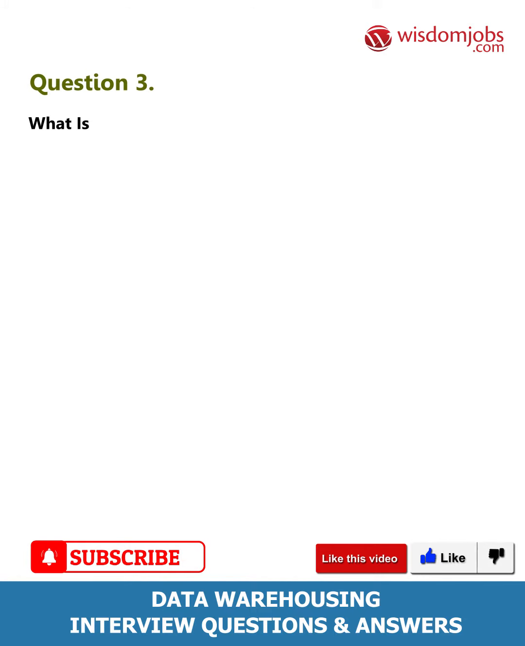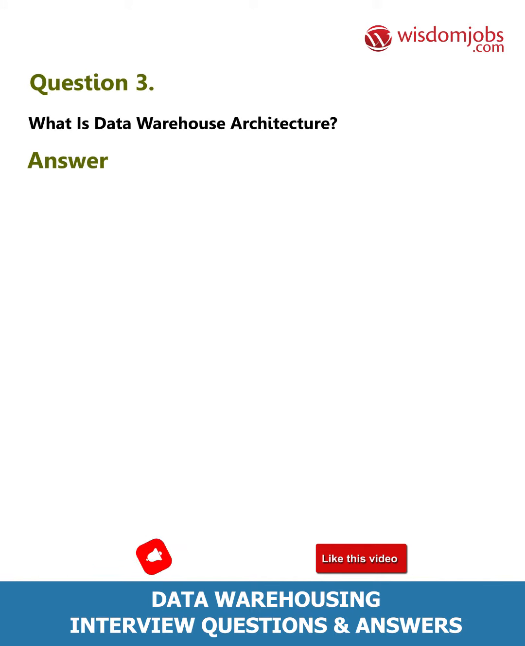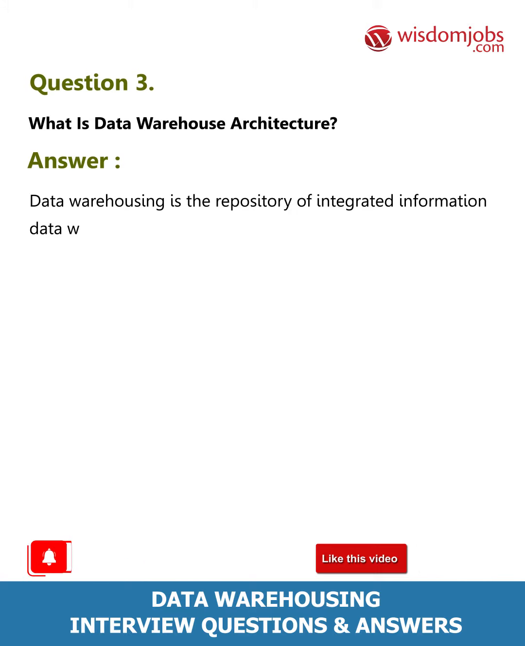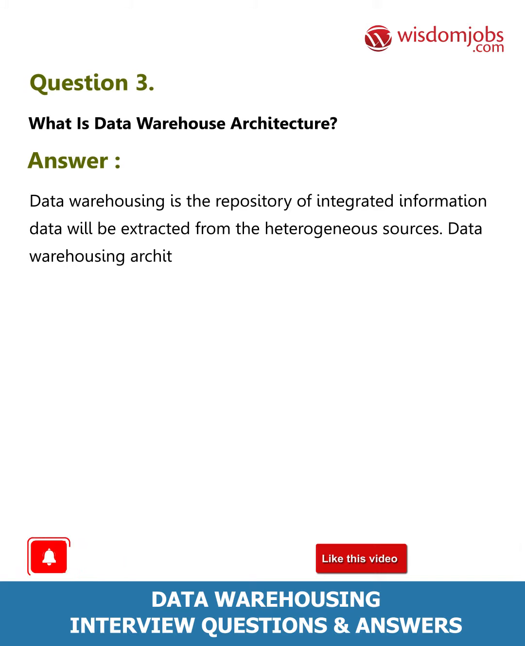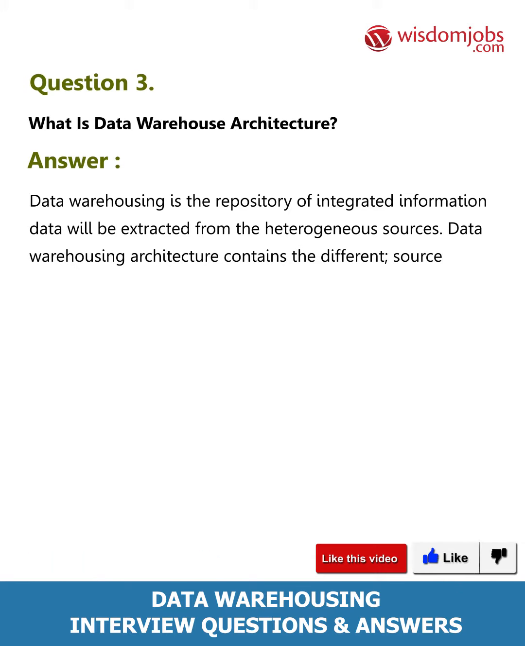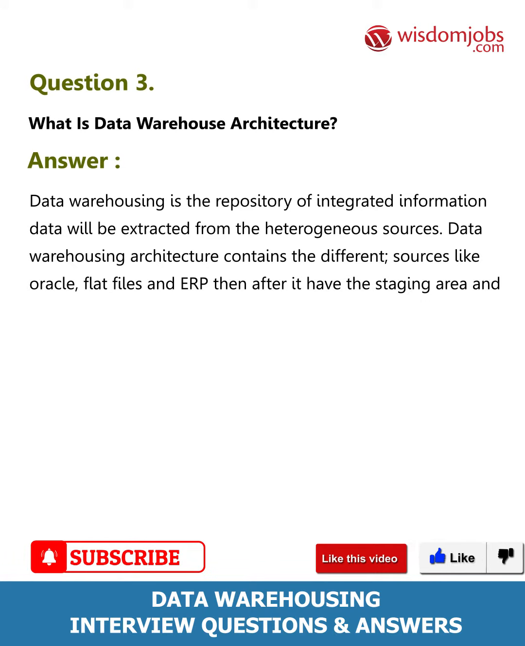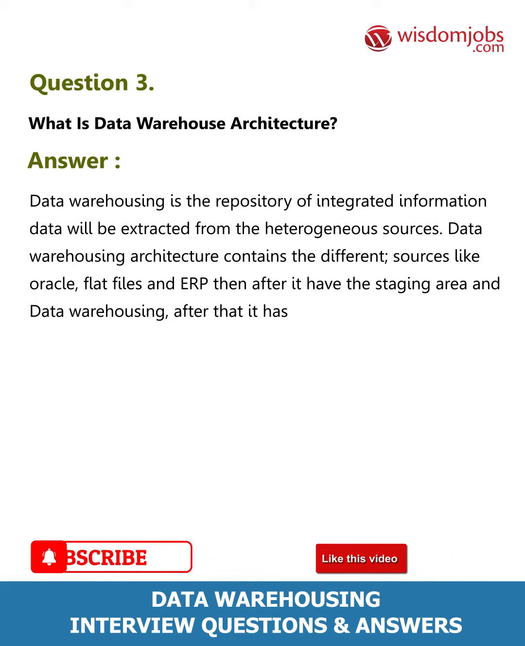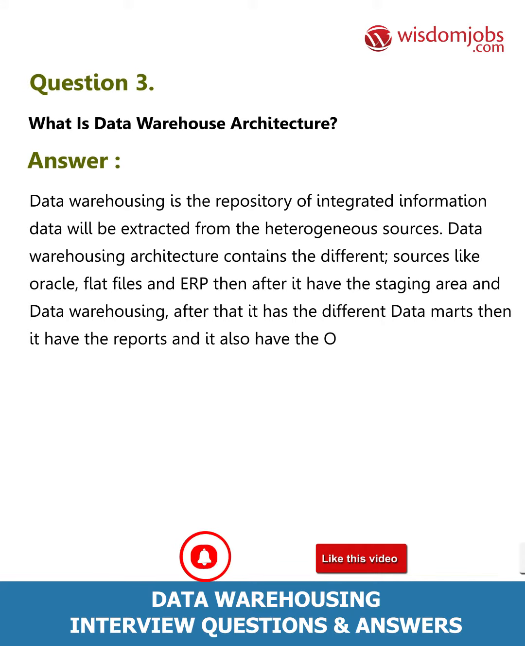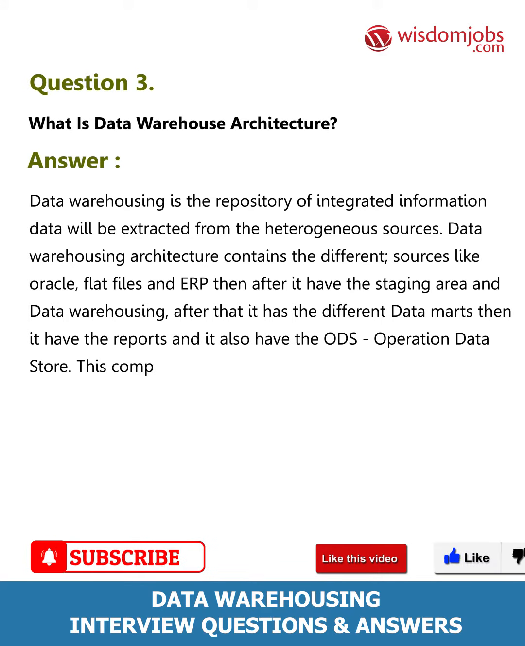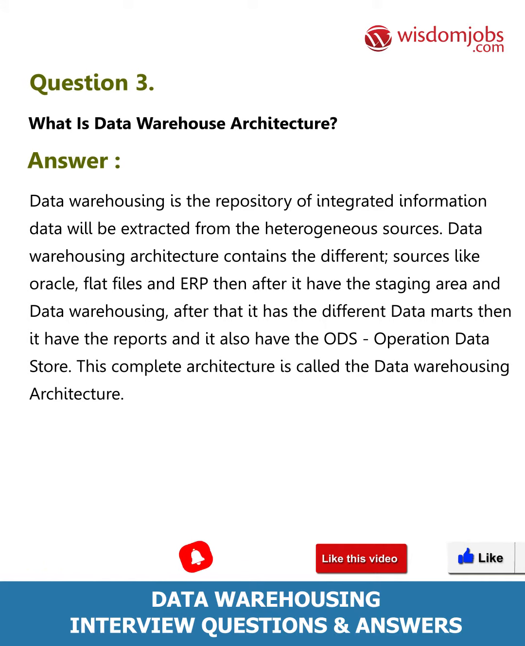Question 3. What is data warehouse architecture? Answer. Data warehousing is the repository of integrated information. Data will be extracted from heterogeneous sources. Data warehousing architecture contains different sources like Oracle, flat files and ERP. Then it has the staging area and data warehouse. After that it has the different data marts. Then it has the reports and it also has the ODS, operational data store. This complete architecture is called the data warehousing architecture.